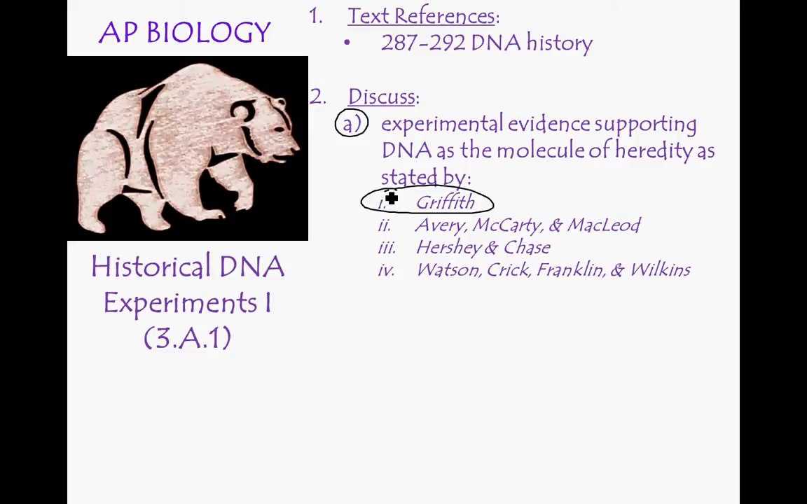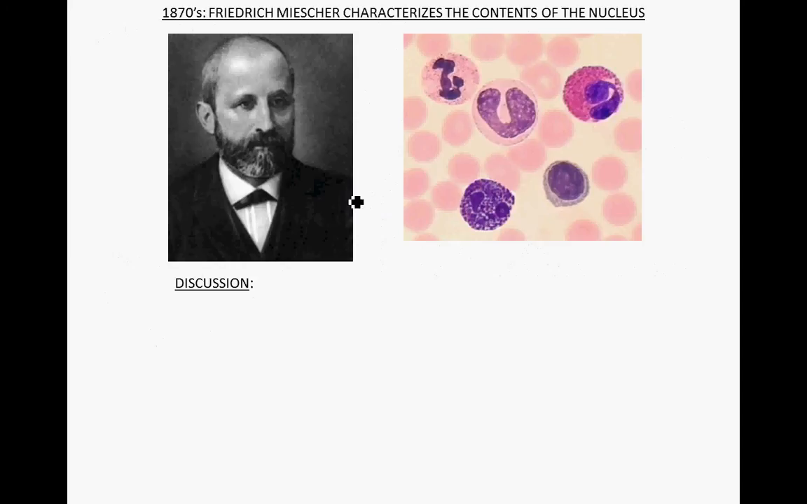In subsequent screencasts, so you see that this is screencast 1, and then there will be a 2, a 3, and then a 4 as well. Today we are talking about Griffith's experiments. Actually, we're going to go back a little bit before Griffith and talk about Friedrich Miescher back in the 1870s, and he's going to characterize the contents of the nucleus.